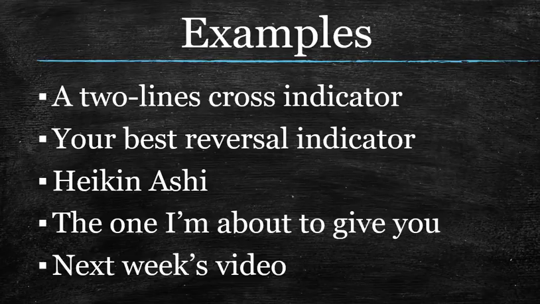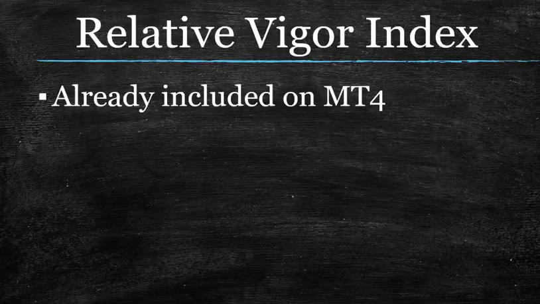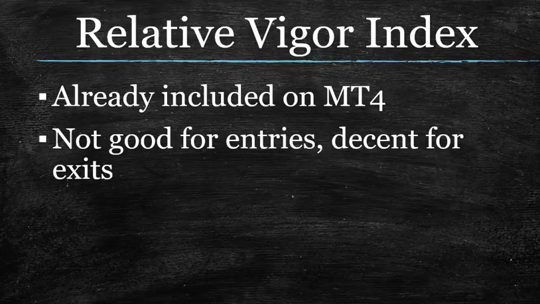Now, a lot of you are probably already familiar with this. It's called the Relative Vigor Index. It is already on your MT4, so many of you have seen it. A lot of you have probably played around with it. Now, the thing about it is it's not good for entries at all, in my opinion, but it's pretty decent for exits. Problem is, nobody ever really looks at it that way.